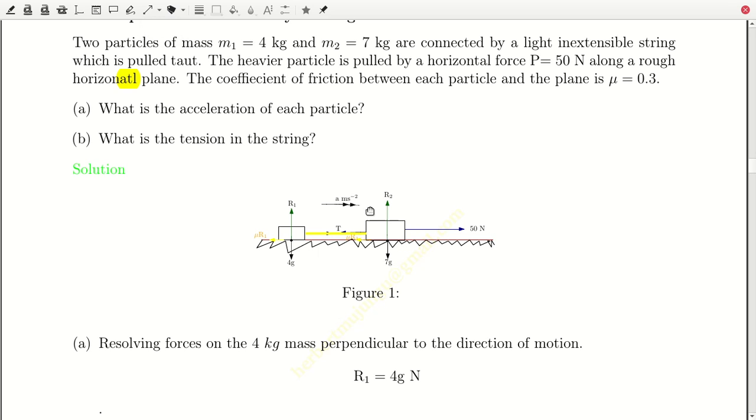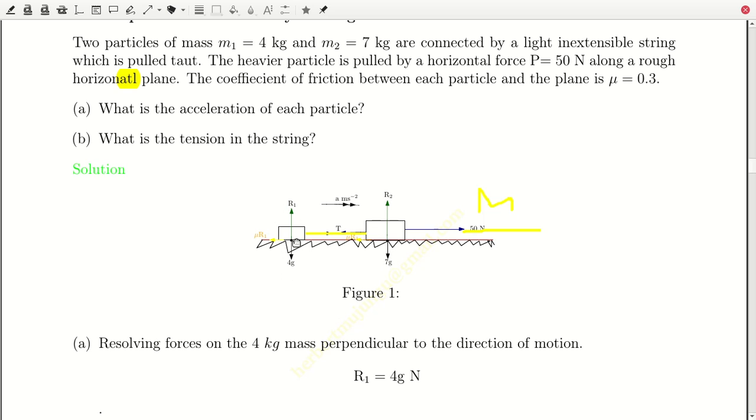Obviously, we assume that if motion takes place, it will take place in the direction of the 50 newton force. I think that is obvious, because we would not expect motion to take the opposite direction. So we assume the motion will take place in this direction. Now let us try out something. Before we do anything, we shall treat each particle independently.